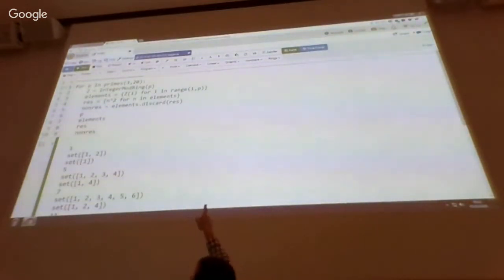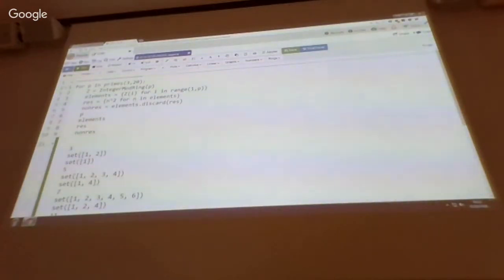So I comes from the range command 1 to P. Range 1 to P gives you all the integers between 1 and P minus 1. Z of I coerces or converts that plain old integer into an element of Z, an element of the ring of integers modulo P. The res set forms all the quadratic residues. It simply squares every n for every n in this set of elements we just defined. And the non-res is the set of elements where we discard all the residues. So it's the things that are left behind that aren't residues. So they're the non-residues.